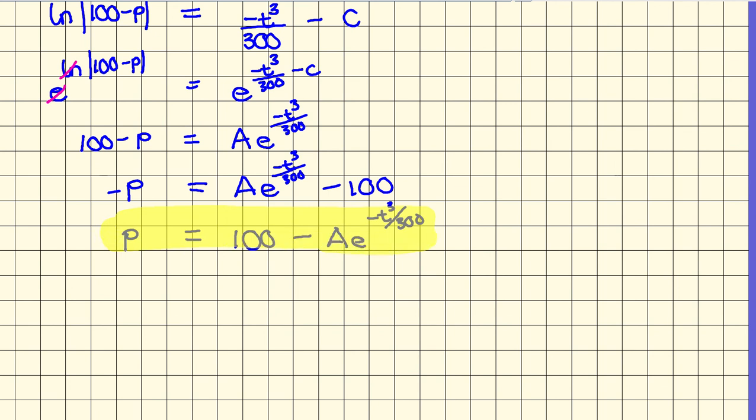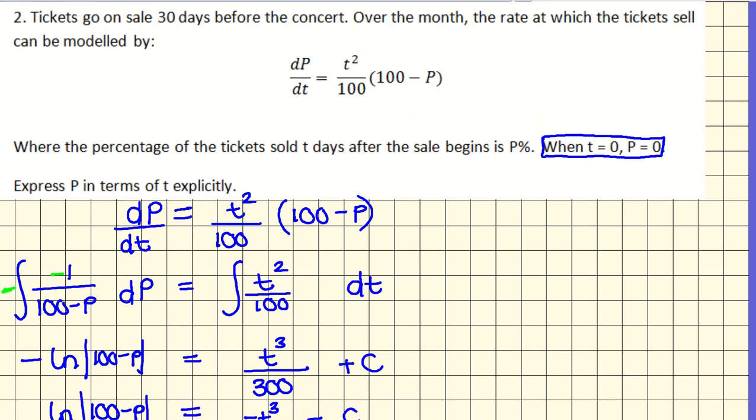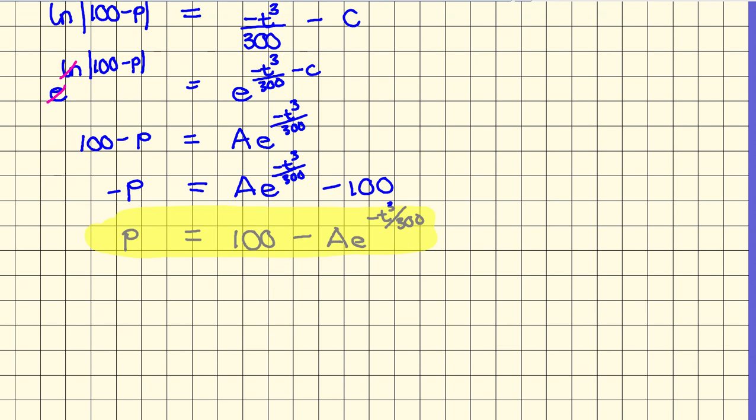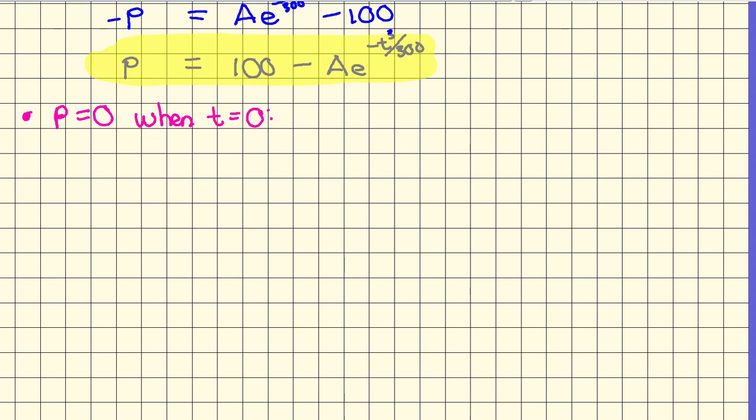Then we're given our initial conditions in the question, which is rather nice. So we're going to sub them in. So our initial conditions are when t equals 0, p equals 0. So that's just at that part there. So I'll write these in here. So p equals 0 when t equals 0.